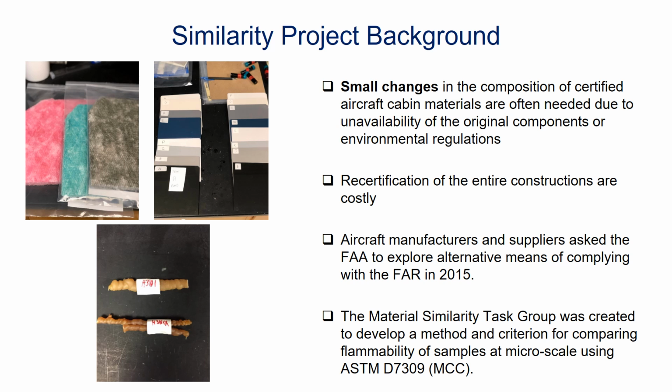MCC. Natalia Safronova worked on a similarity project where if a small change was made to a certified construction, such as a pigment change or a supplier of a certain resin was made, they could just test that component for similarity so the entire construction would not have to be recertified, which can be very costly. So we plan to use this FGC as the metric because it ranks the materials in the appropriate order for flammability and correlates with larger scale flaming combustion tests.